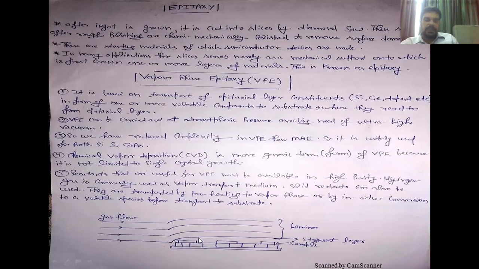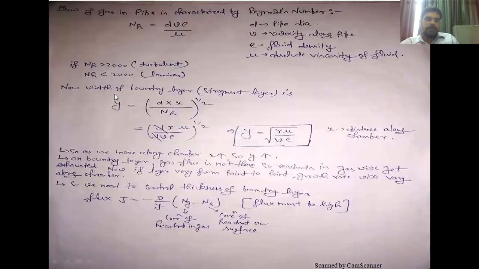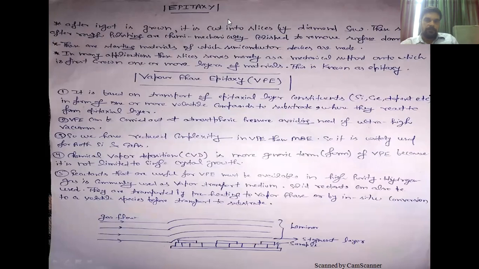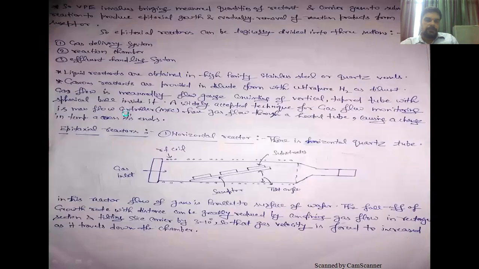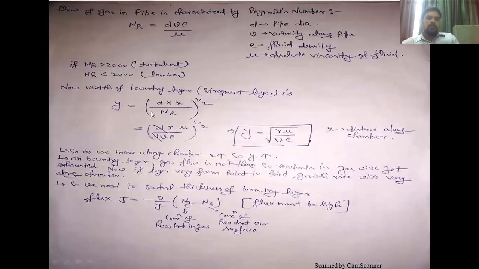So we need to discuss the thickness of this boundary layer. There is another formula for that. The width of the boundary layer or stagnant layer is given by the square root of D x upon Reynolds number. What is x? x is basically the distance along the chamber. So this is your chamber and this is x. So you can easily see that y is the square root of D x upon N R.